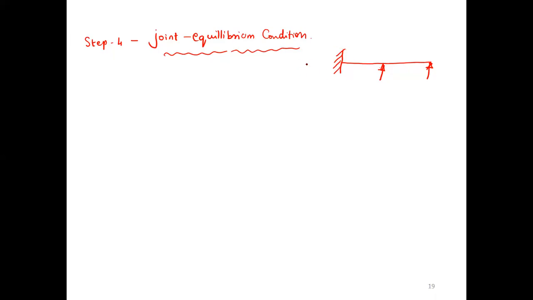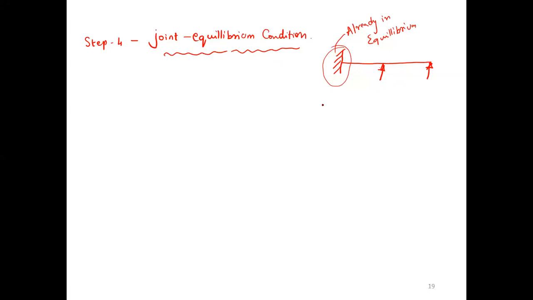If you are going to consider this particular joint, which kind of support is this? Fixed. So it's already in equilibrium. Why is it already in equilibrium? It will not allow any kind of deformations. It is having three reactions.